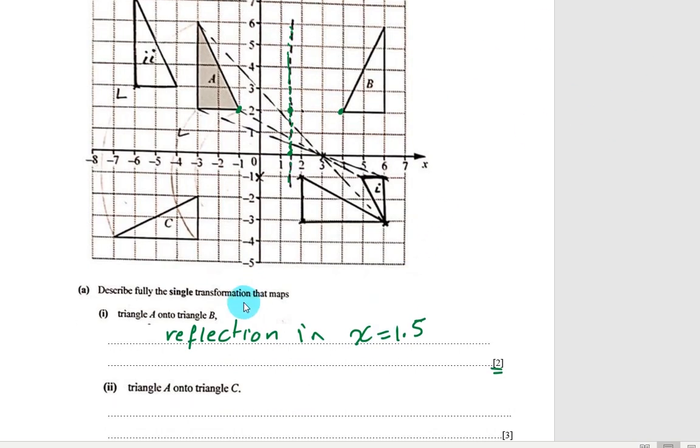Let us see the second question. Triangle A into triangle C. So I have A and I have C. It's clear that between A and C, it's rotation. So the first statement you need to write, with one mark, is rotation.